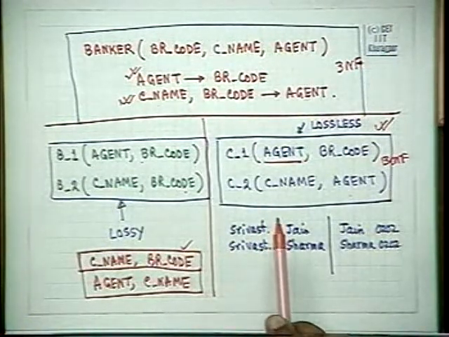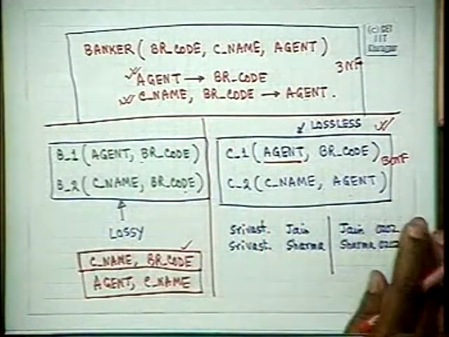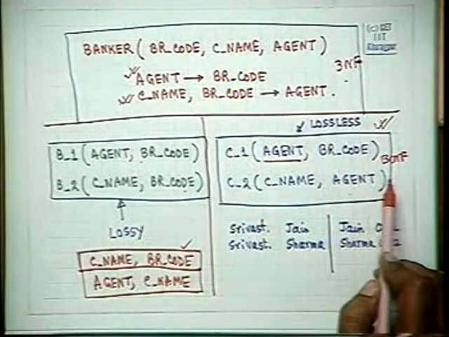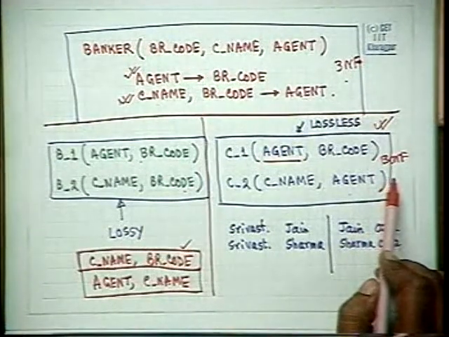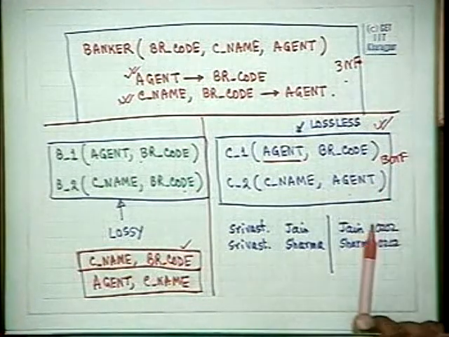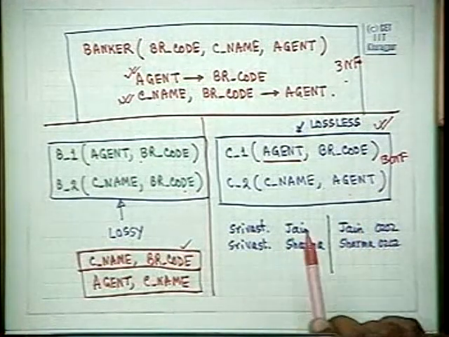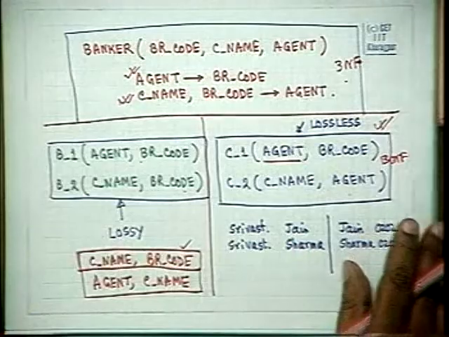But what we have is that we can have any one of the two alternatives. We can have either a decomposition which is in 3NF, lossless join and dependency preserving, or we can have a BCNF which is lossless join. These two are guaranteed, and if we are lucky, we will get a BCNF which is also lossless join and dependency preserving. So, now we will quickly see the two algorithms by which we can achieve these two ends.